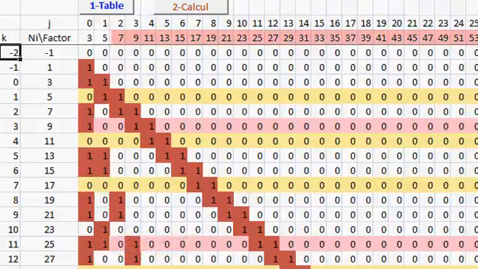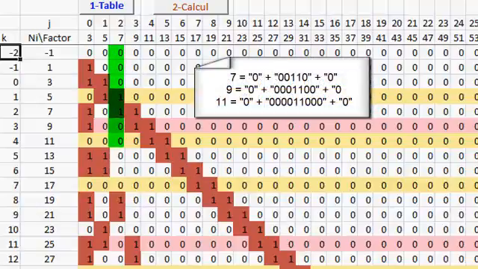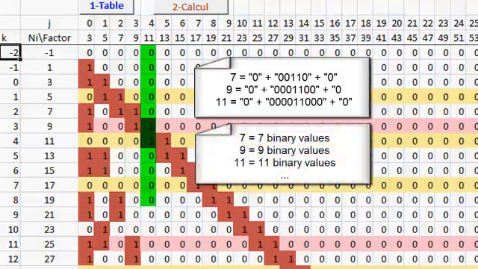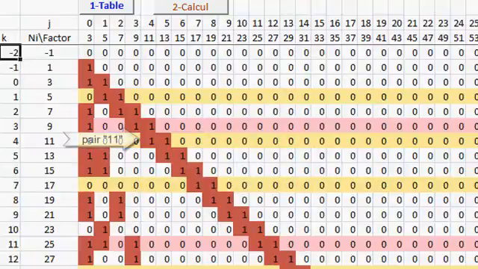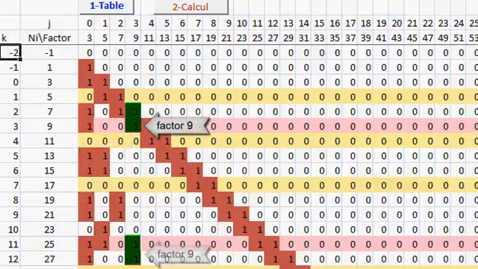The next factors, 7, 9, 11, etc., are always written with two additional binary values equal to 0. That is a binary value 0 at the beginning and at the end of the previous binary series. The number of binary values is equal to the value of the factor. Factor 9 is written with 9 binary values. There are always, however, only 2 binary values equal to 1 in the binary series. The second binary value 1 is related to the value of the factor.